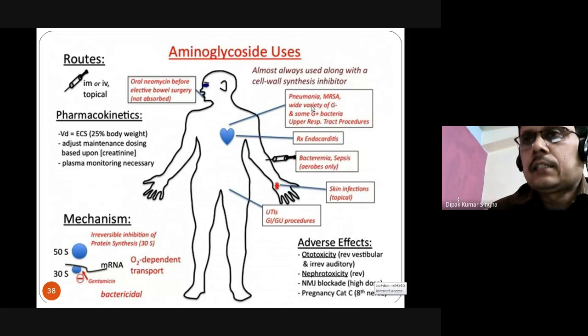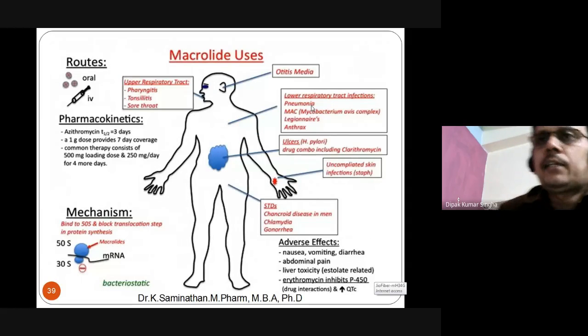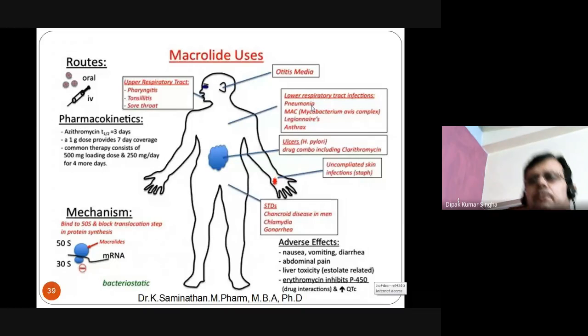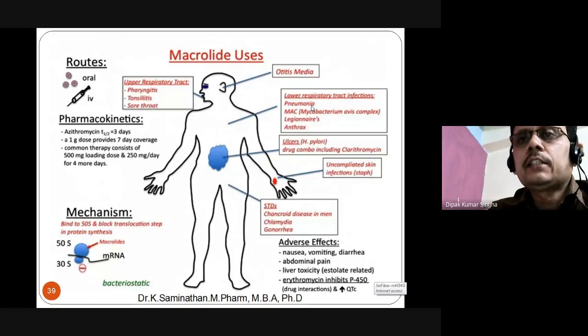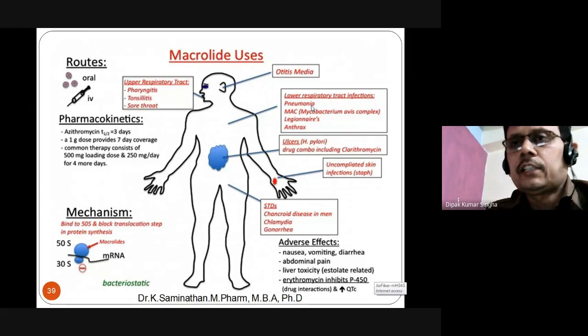And the pregnancy at cat 8 trimester. Macrolide antibiotics, which are the uses, routes of administer the pharmacokinetic, the 3 days, সেই জন্য দেখো এজিথ্রোমাইসিন এর ডোজ হয়েছে 3 days আগে, বাট এখন একটু কনসেন্ট্রেশন কমের জন্য 5 days হয়ে গেছে। 1 gram dose 7 days coverage, and common is the, this is the mechanism for 50S and 30A. 50 basically the 50S otis media, lowered in the respiratory pneumonia, MSA, microbacterium ovis complex, leishmaniasis, anthrax, and ulcers. These are the STD and adverse effect, nausea, vomiting.